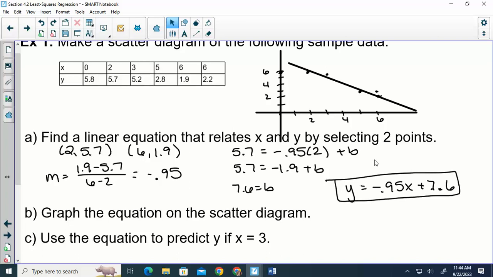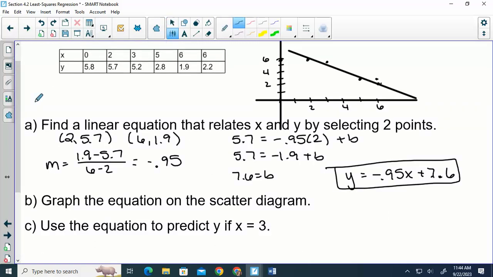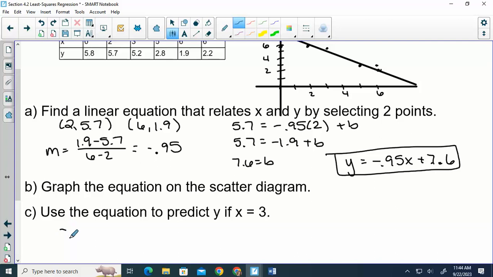And once you have a line, you can make predictions. If I want to predict y if x equals 3, we plug that 3 in. And so we get 4.75. So that's kind of how a line of best fit works. It follows the general trend of the data. It's an equation that we could use to make predictions about points that aren't on there.